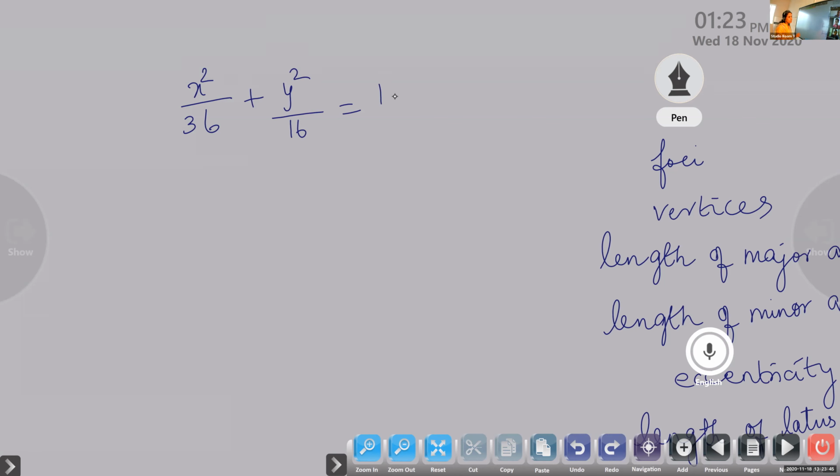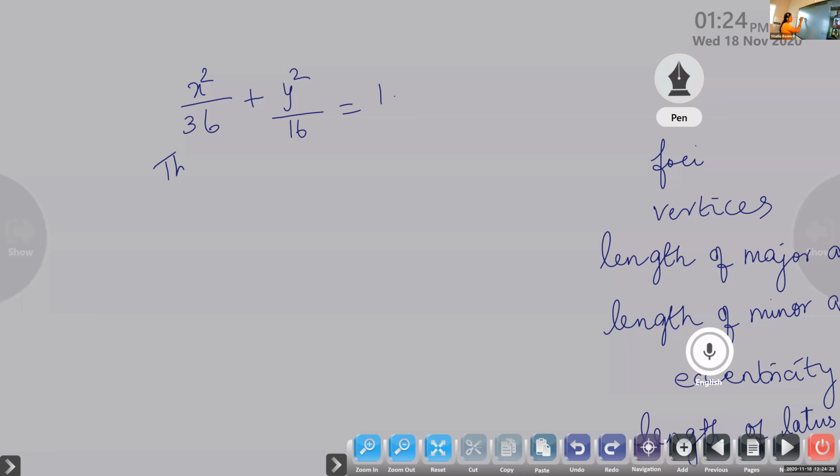Listen children. Once the equation of the ellipse is given, how will you identify it? Look at the power of x square and y square. x square is there, y square is there. In a parabola, we have only x square or y square. Here we have both. Now we have to compare it with the standard forms and check which is the major axis. Once we get the standard form, the remaining things we can find out easily. So what is the standard form here?